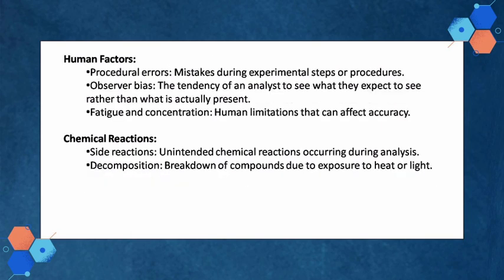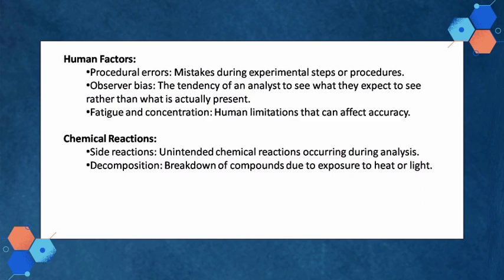Fourth, human factors. Under this, procedural errors, mistakes during experimental steps or procedures. Observer bias, the tendency of an analyst to see what they expect to see rather than what is actually present. Fatigue and concentration, human limitations that can affect accuracy.